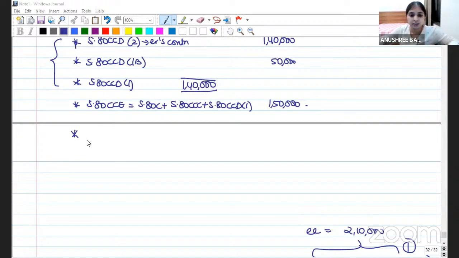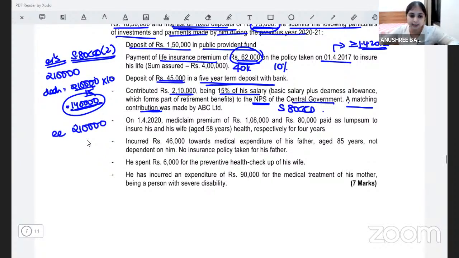Then after this we have section 80D. On 1st April 2020, Mediclaim premium of 1,08,000 and 80,000, totally 1,88,000 paid as lump sum to ensure his and his wife's health respectively for 4 years. So whenever you pay premium for a certain number of years, then you distribute it across those years. So we have paid lump sum premium, which will be spread across 4 years. So 1,88,000 divided by 4, you will get 47,000 for each year.